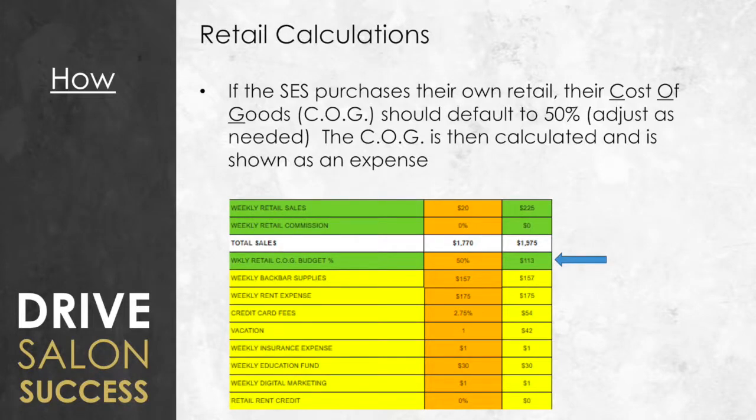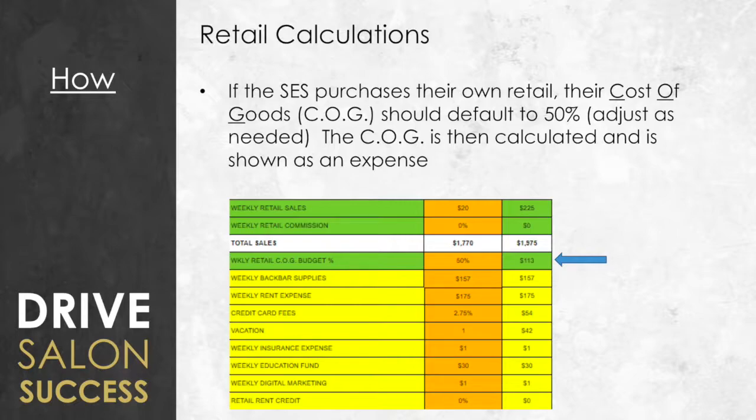So if you remember, Joe, when we were collecting the data, we had to gather how that retail was getting sold. Was it owned by the owner of the salon or was it owned by the stylist? In this example, we're looking at where the stylist owns that retail. And so she's not earning any commission and she's not getting any rent credit, but it's turning into actual retail sales for her.